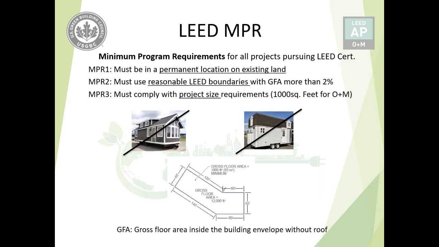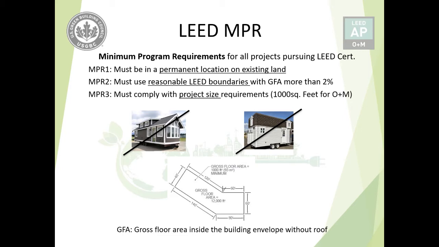LEED MPR, which is minimum program requirements, is perhaps the first thing that you need to check when you decide to get your project or your building LEED certified, that either you comply with MPR or not. So three steps or three requirements: it must be in a permanent location on existing land, which takes any mobile homes or trailers out of the equation.